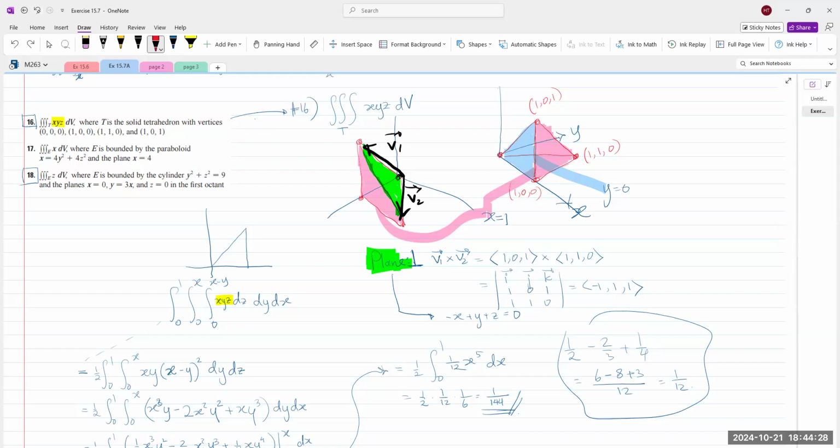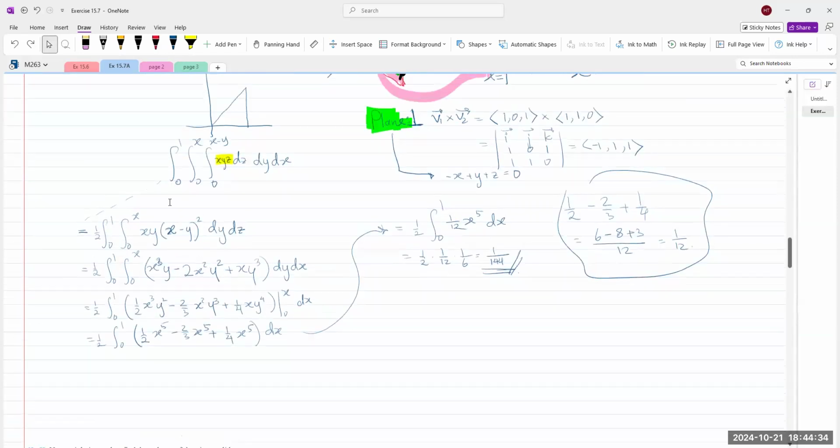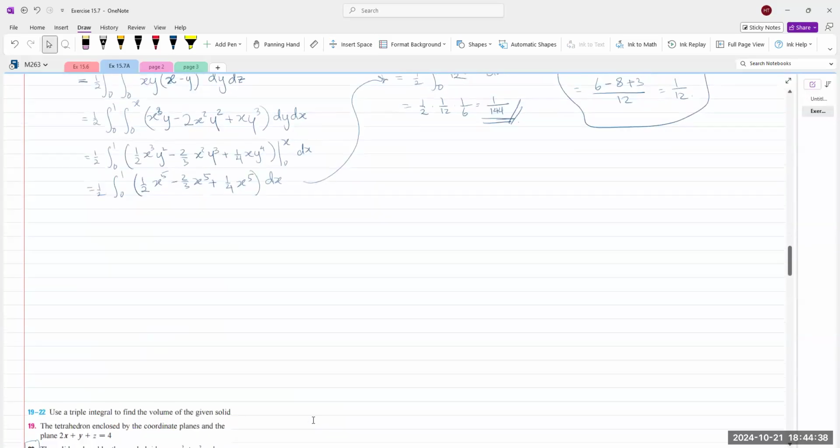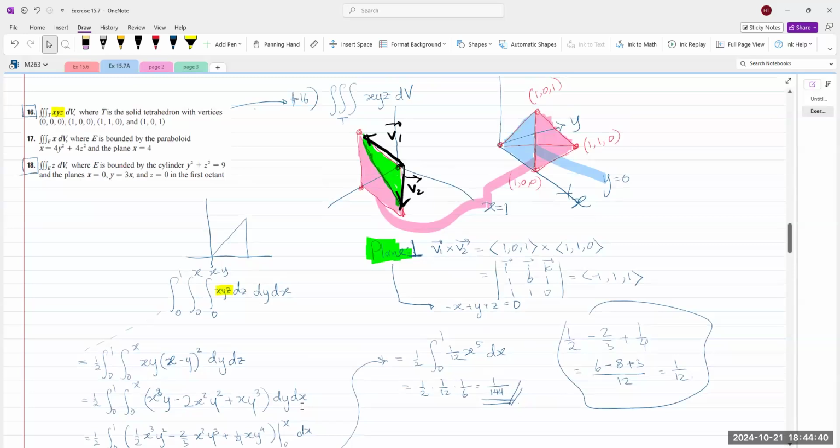That's for number 16. I don't know if I want to do number 18. Should I do it? Let me copy that here.